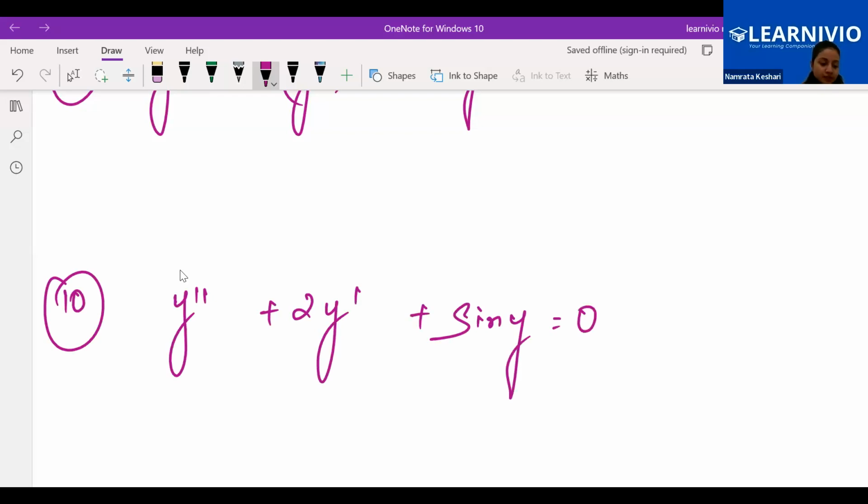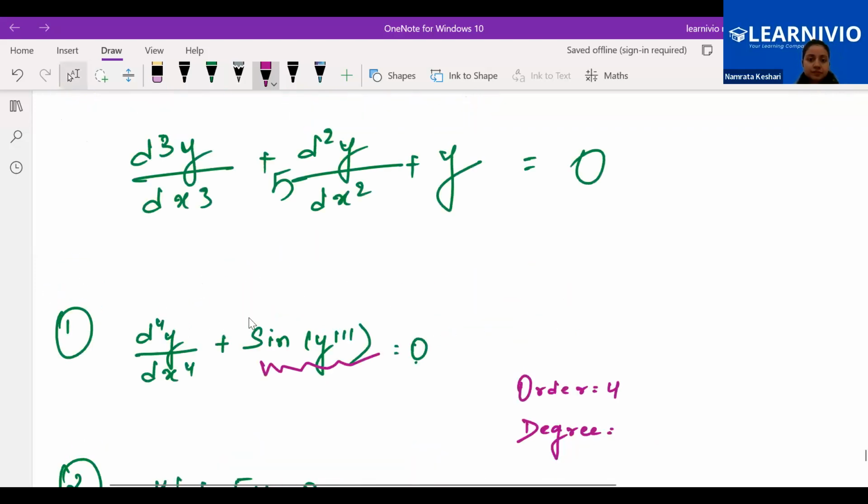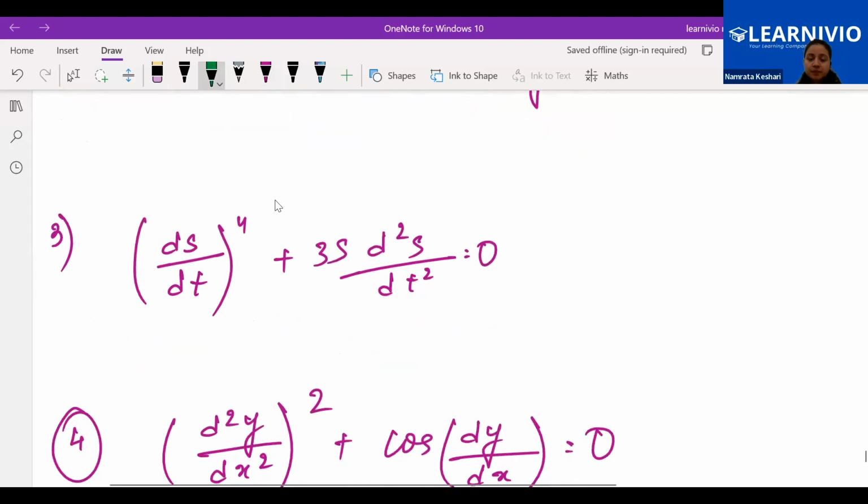Yeah, let's do. Third one. It's a differential equation. What is the order? What is the degree? Instead of x, y can be there, s can be there, anything can be there as a variable. That's completely okay. The way you were treating x1, similarly, you have to say what is the order over here, what is the degree over here.